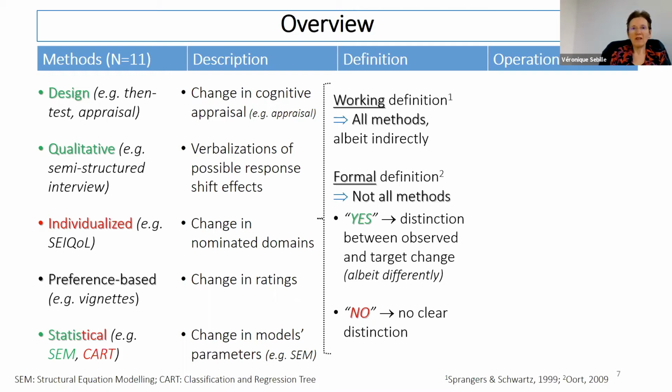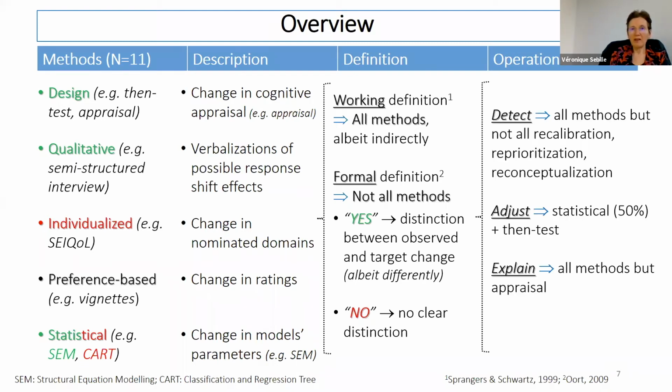Indeed, the methods indicated in green could make a distinction between observed and target change. And this discrepancy was operationalized in a different way, but these methods could, in fact, operationalize the formal definition proposed by Oort. While the methods indicated in red, and in that sense some of the statistical methods, were not making a clear distinction between observed and target change. And so they were not operationalizing the formal definition proposed by Oort.